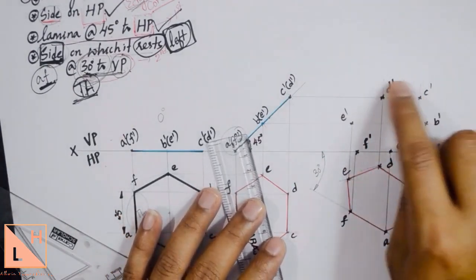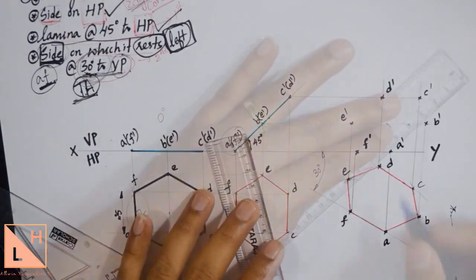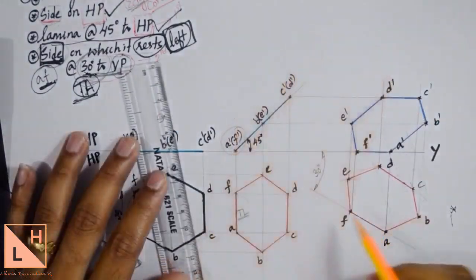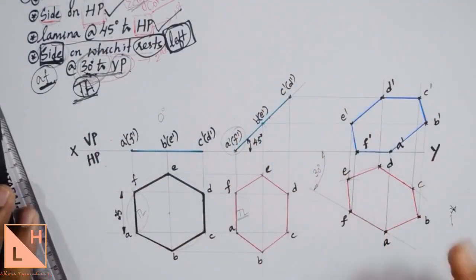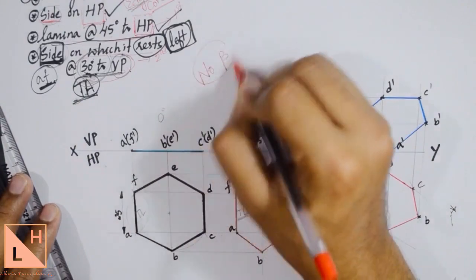Now that we have got the points in the final position, join them with a dark line and the problem will be completed. Now that gives you the solution for this problem. So all of you note that in this problem there is no beta angle, no apparent angle.